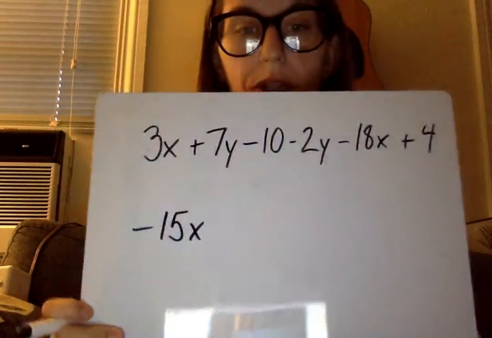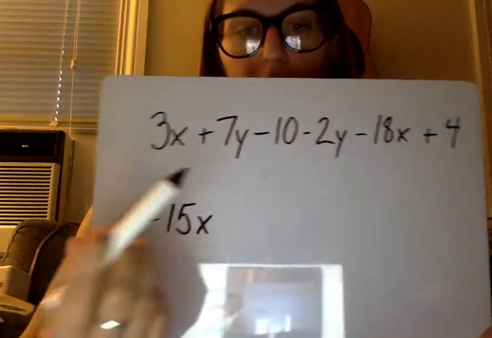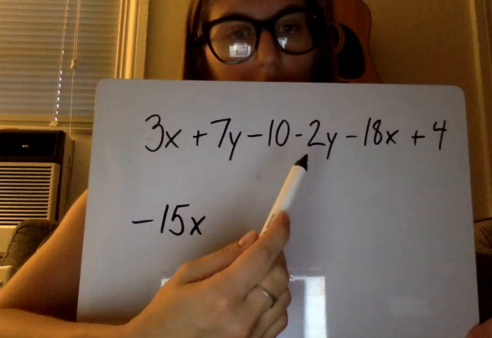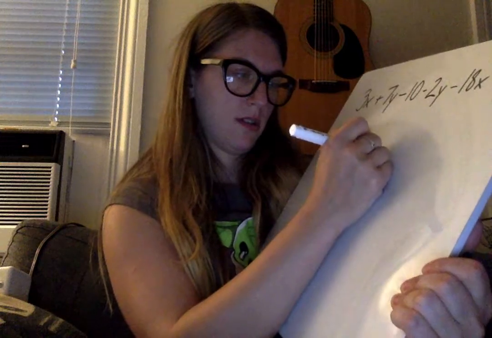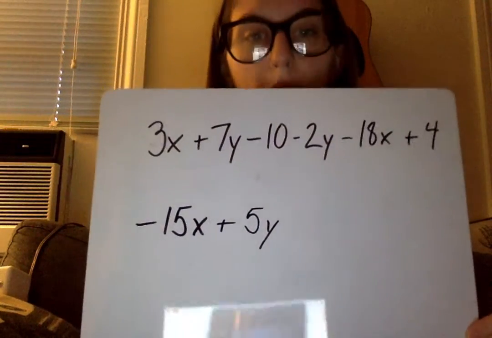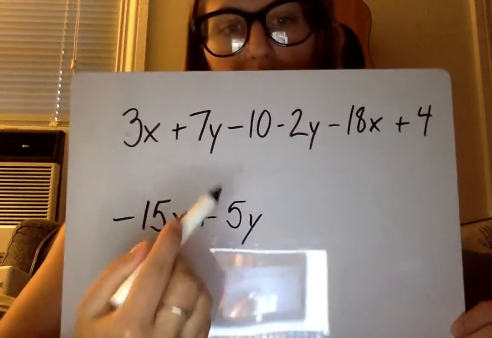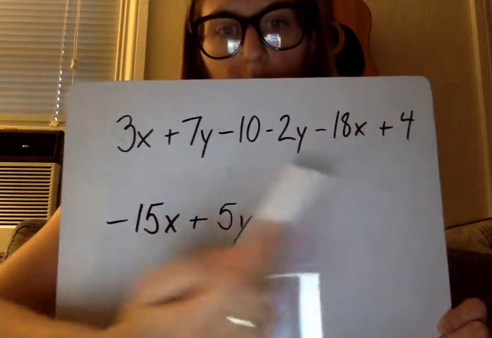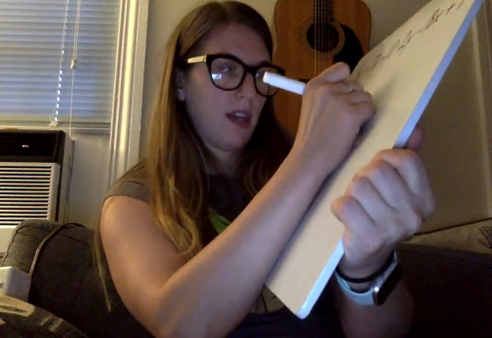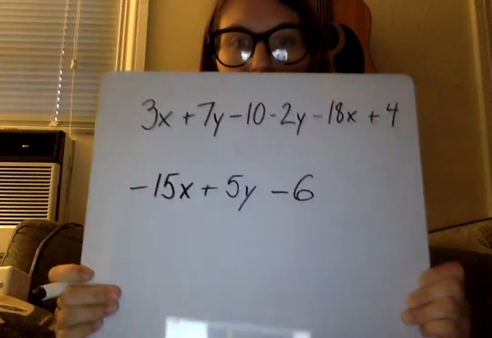So this is going to turn into negative 15x. So I've dealt with my x's, now I have to deal with my y's. This is a positive 7y and a minus 2y. No other y's, so 7 minus 2 is 5. And then last but not least, I'm going to deal with my constants. And my constants is just a fancy way of saying numbers by themselves. That's going to be minus 10 plus 4. So negative 10 plus 4 gives me negative 6. And that would have been the do now. Great.